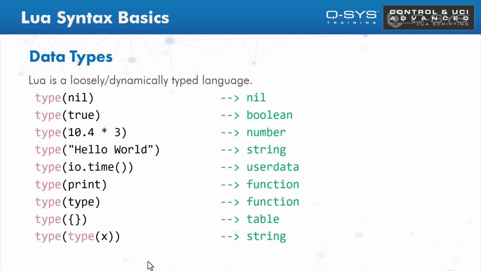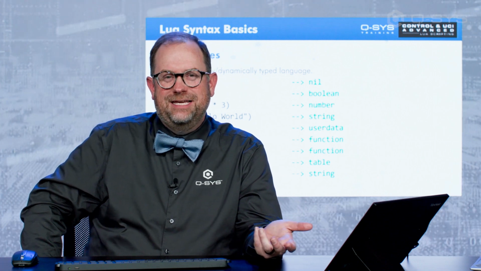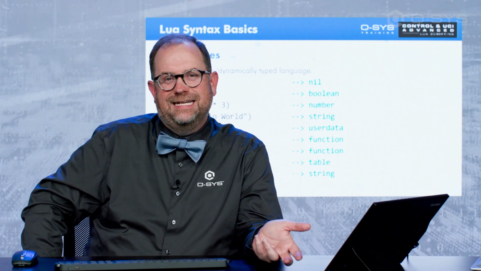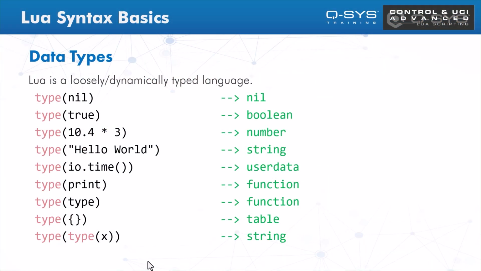And so if we do type of nil, it tells us that it is a nil data type. Nil is a proper data type in Lua, and it effectively means delete me. Send me to the garbage collector. I'm not needed anymore. That's effectively what nil means. Okay, type of true is a Boolean. Now, this is a tricky one.